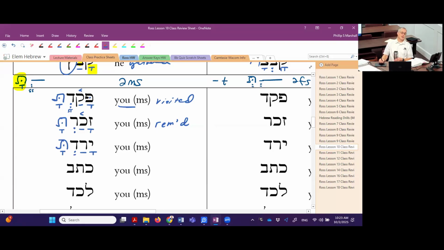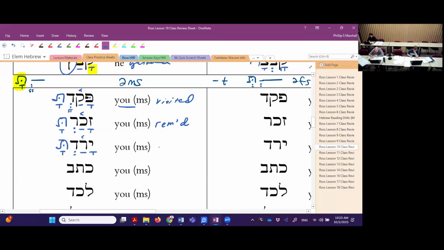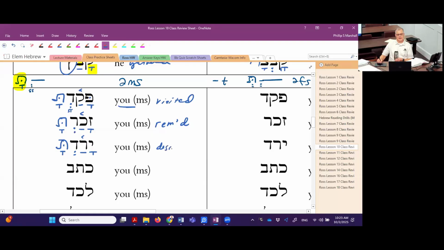Accent mark. Where? Root 2. What's the accent? Yaradta. Say that. Yaradta. Means you what? Went down, or you descended. Went down, descended. Excellent.